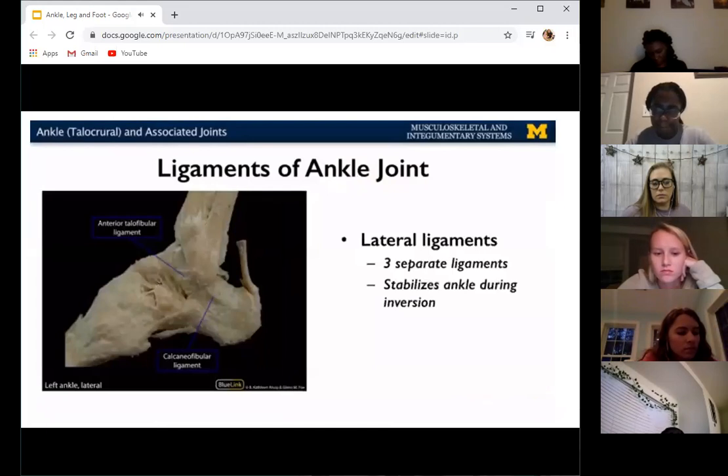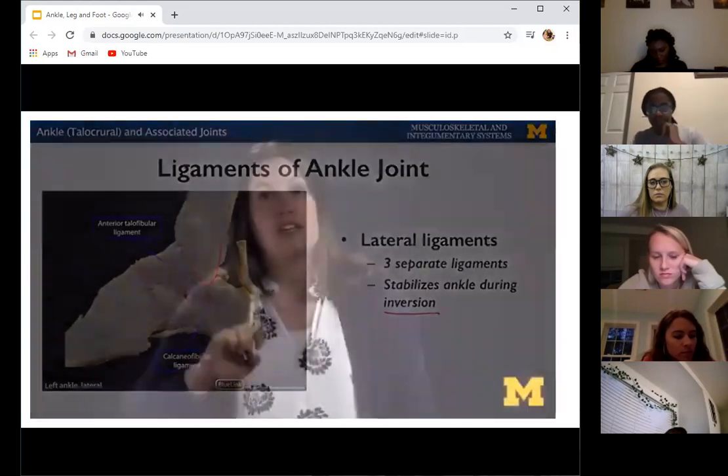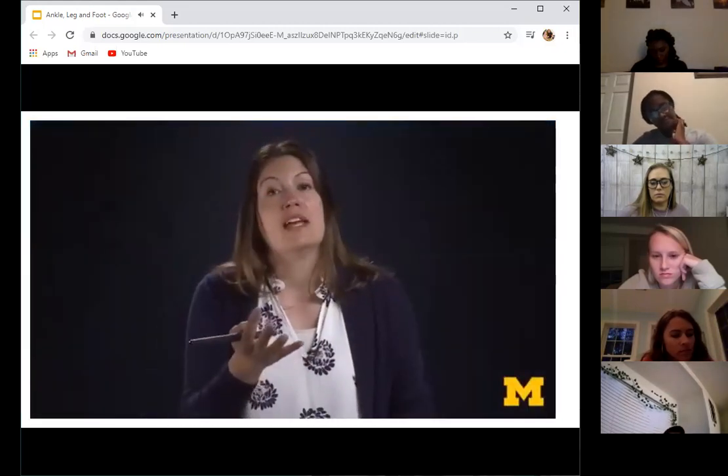Now you can see here that it's a bit more hodgepodge on the lateral side of the ankle joint. So you have 3 separate ligaments here. They're all attaching on the lateral malleolus as well, but those fibers don't actually intertwine. So not quite as strong on this side. And this really plays a role in terms of stabilizing during inversion. So invert your foot. Remember the sole of your foot moving medially. You can do that quite a bit more than eversion.